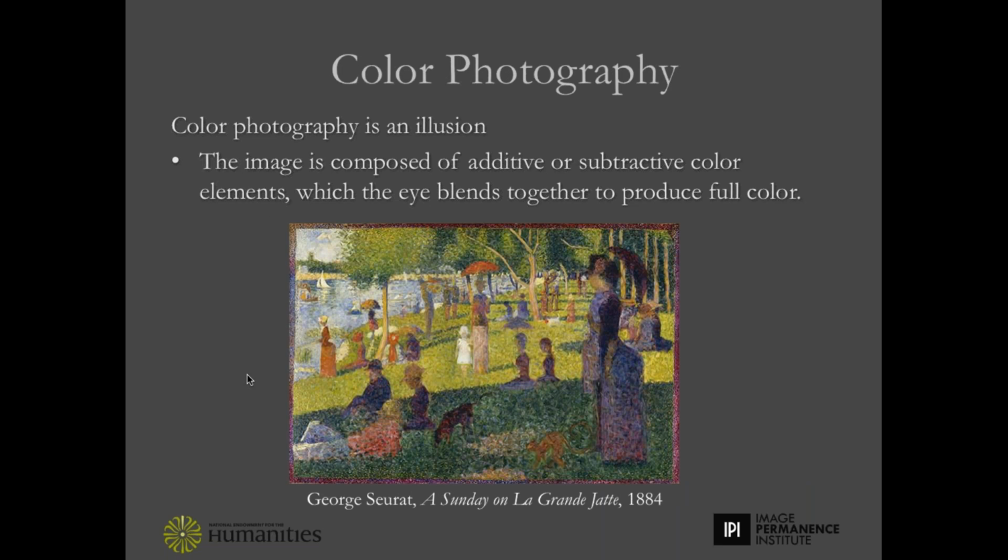So let's move on to color photography. Because silver halides were made sensitive to the full spectrum of visible light in 1906, color photography was made possible. All color photography begins with the silver gelatin developing out process. So like this painting by Georges Seurat, color photography is an illusion of sorts. The image is composed of additive or subtractive color elements, which the eye blends to produce a full color image.